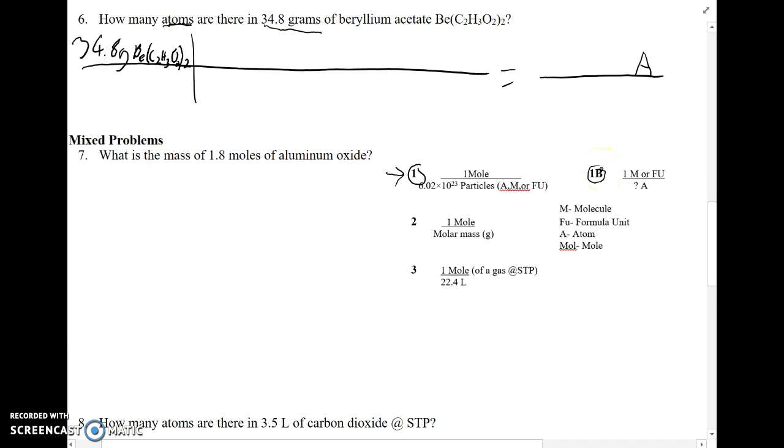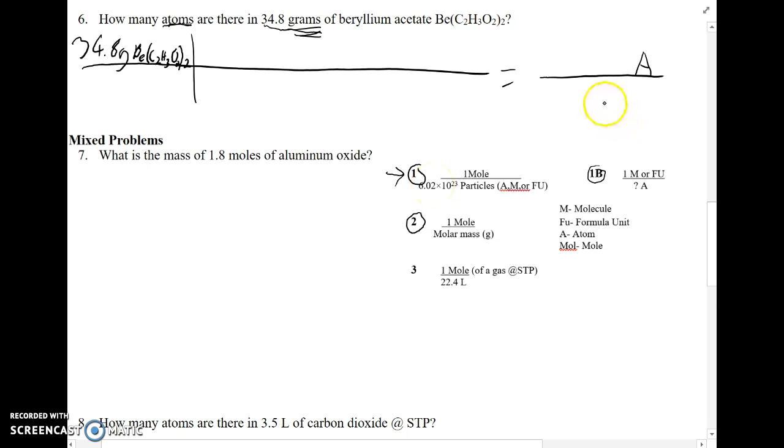But I'm not done yet. I want to look for other key words. I see the word grams here, right? It gives me 34.8 grams. That's my given. That tells me that I need the number 2 conversion factor, the molar mass conversion factor. I'm going to go ahead and make the number 2 and the number 1B conversion factor so that I have them to look at. The number 1 conversion factor is already written out for us.